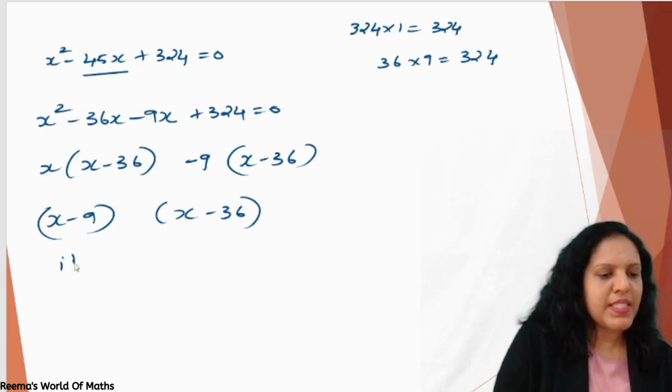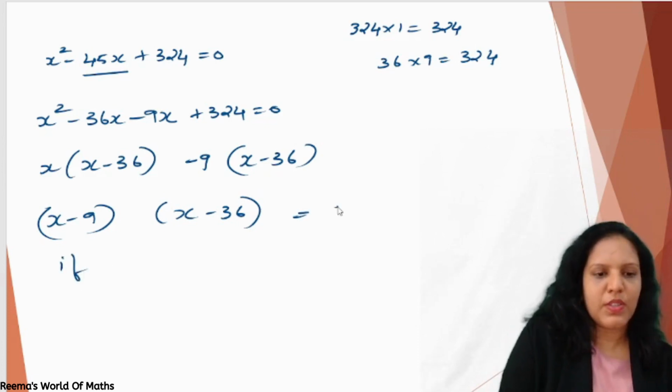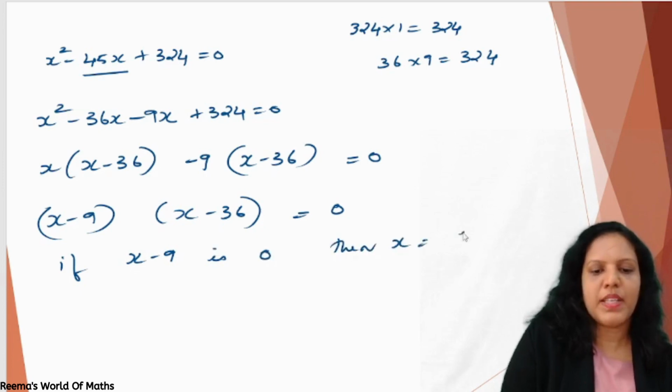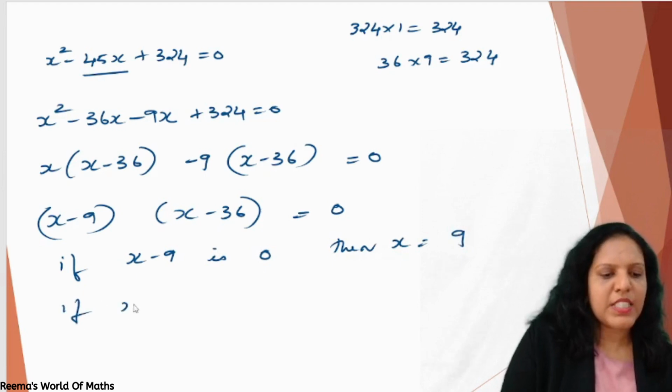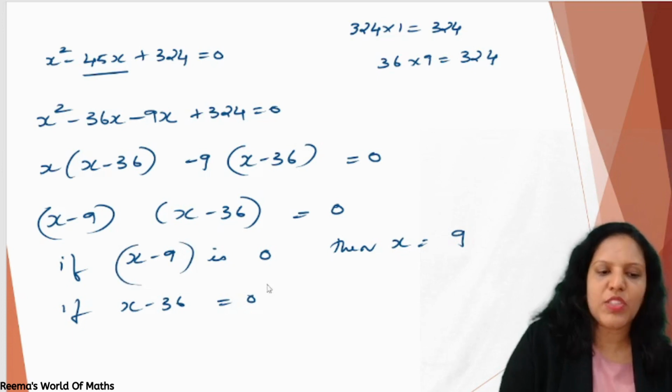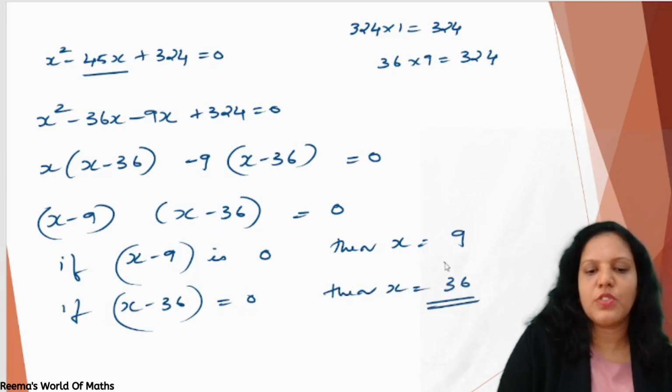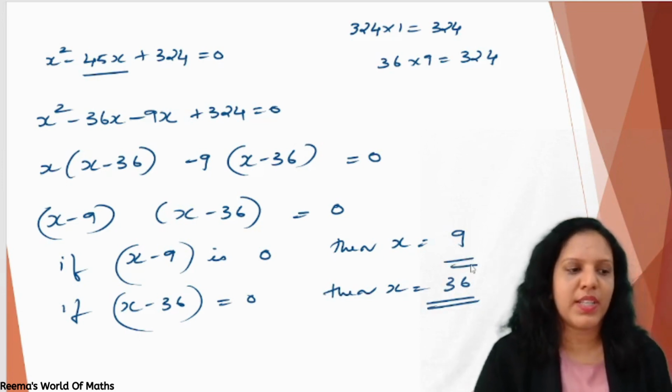If X minus 9 is equal to 0, then X will be 9. If X minus 36 is equal to 0, then X will be 36. So we found two solutions, two roots for the quadratic equation.